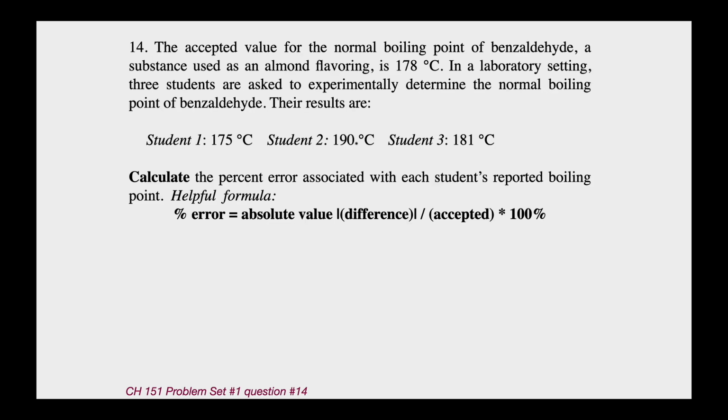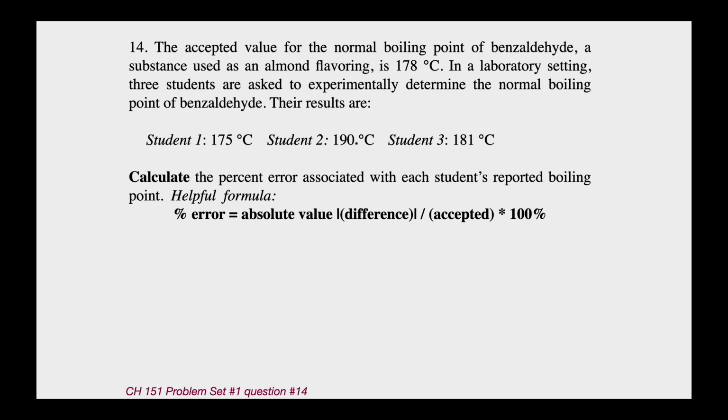Here's some students. They were looking at the boiling point of benzaldehyde. And normally benzaldehyde boils at 178 degrees Celsius. Student 1 was 175, student 2 was 190, and student 3 was 181. We want to find the percent error associated with each of these students' boiling points. And there's the formula for percent error.